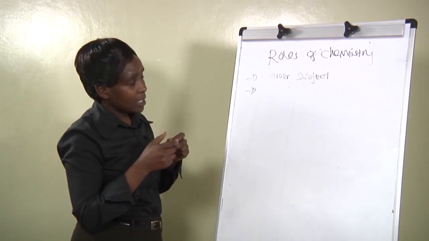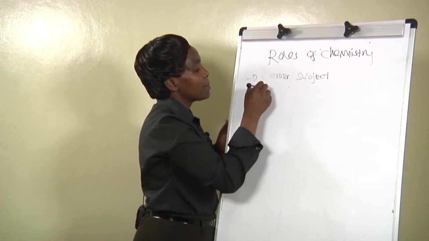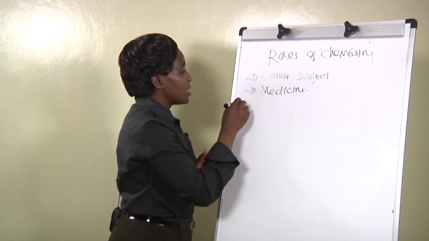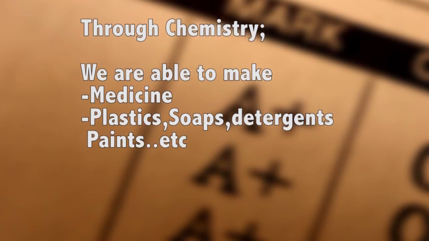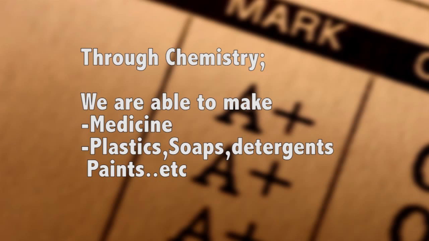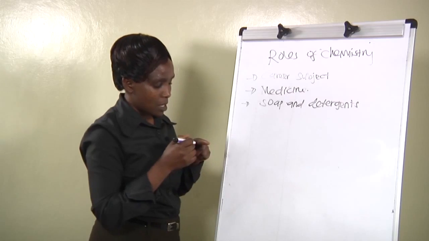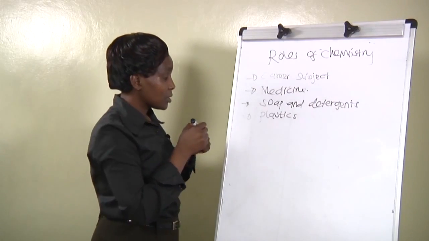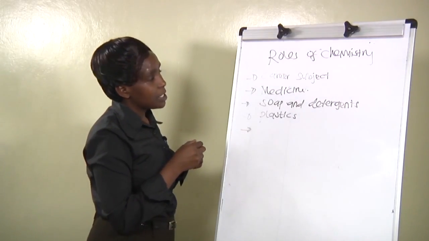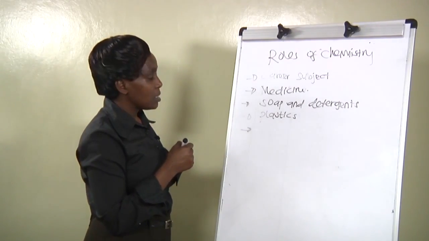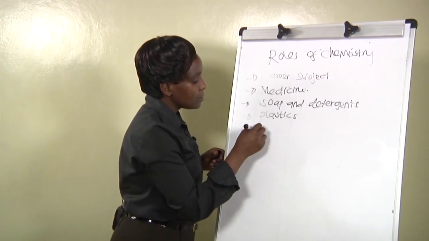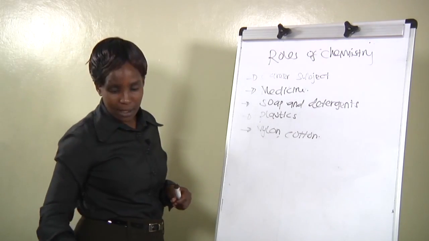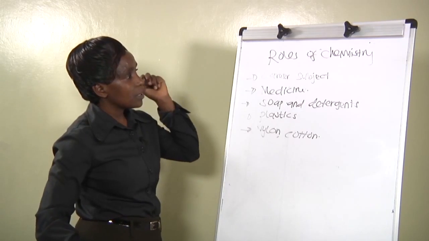Another one, we have said that through the knowledge of chemistry, we are also able to make medicine. And you know how important that is to improve our lives. You have also said that through that knowledge, we can make soaps and detergents. Through chemistry, we have also been able to make plastics. And it's also through chemistry that we have come up with the knowledge that helps us even to make things like nylon, cotton, and so forth. So I have said that the list is endless, and you can have as many uses as possible.